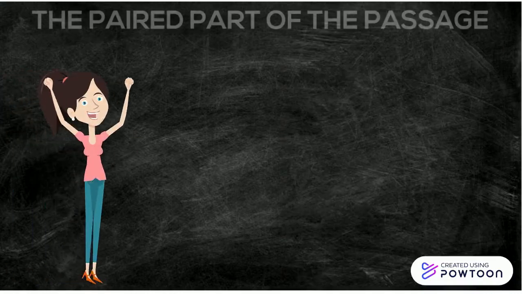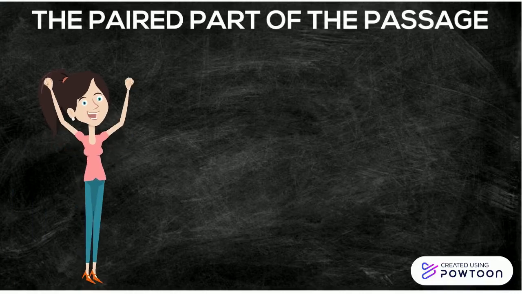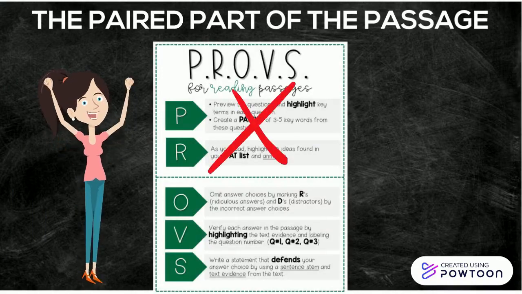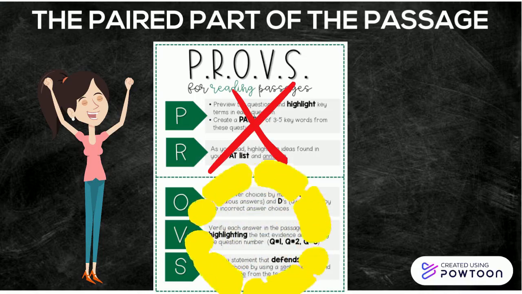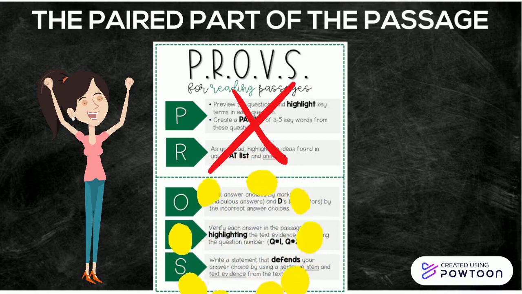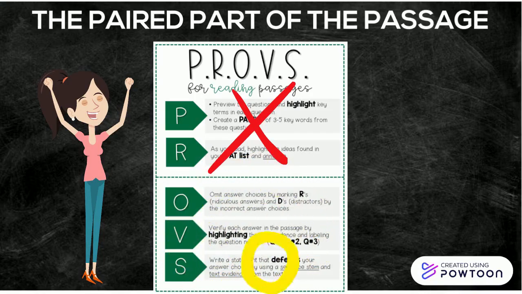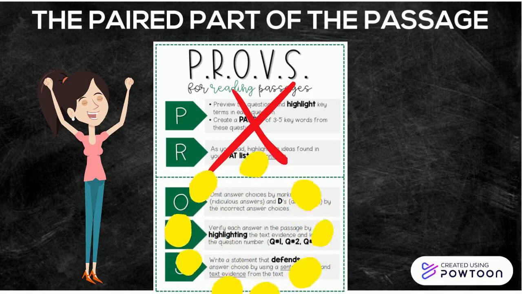Last but certainly not least, we have the paired part of the passage. The third set of questions asks you to compare and contrast various parts of passage 1 and passage 2. While you do not need to go reread all of each passage, it would be beneficial for you to still use that PROVED strategy. So here you're going to highlight those keywords in the questions, and you are going to omit, verify, and give a statement to ensure you have analyzed not one, but two passages to answer each question.